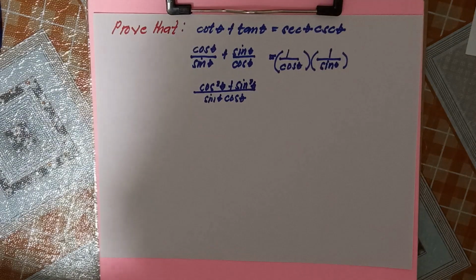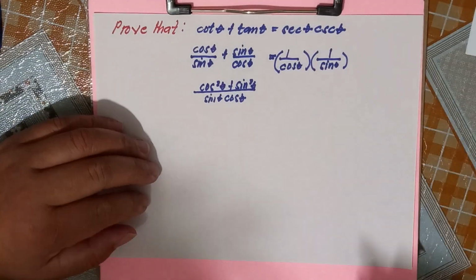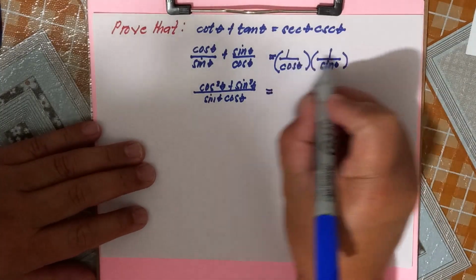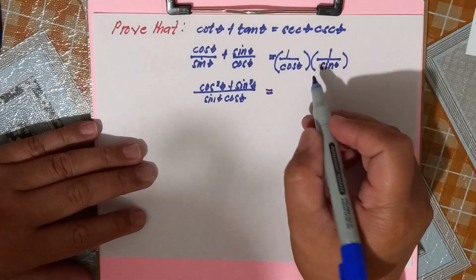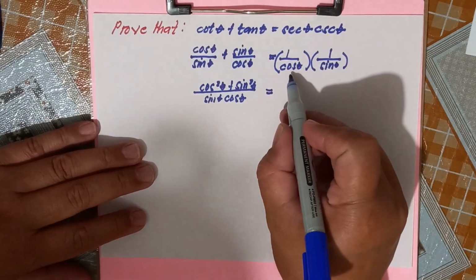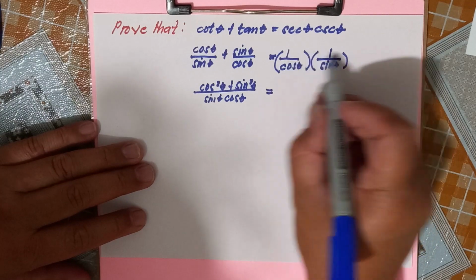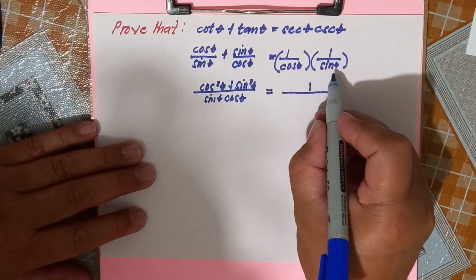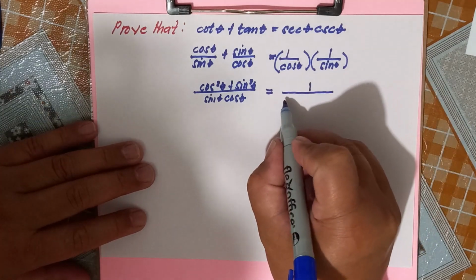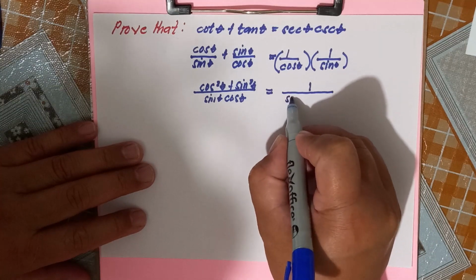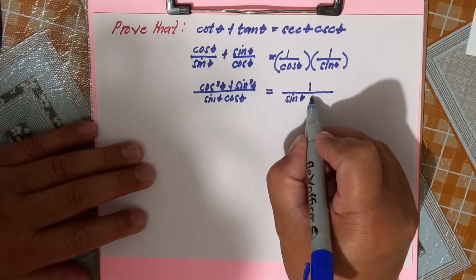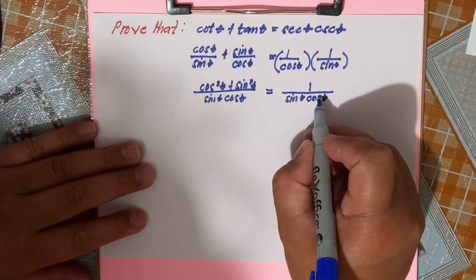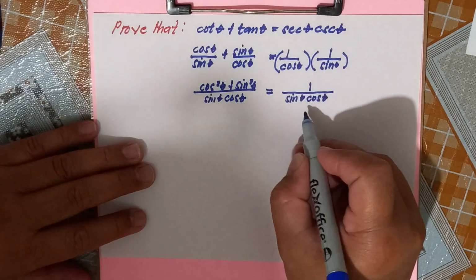To continue the problem, you multiply also the other side. That is a fraction multiplied by a fraction. Multiply numerator to numerator, multiply denominator to denominator. So 1 multiplied by 1 gives a result of 1. Cosine multiplied by sine gives sine theta cosine theta. I just let it be the same as the denominator here, in sequence.